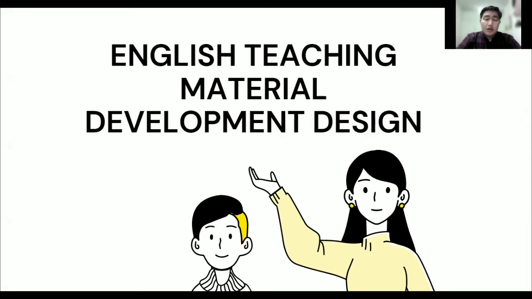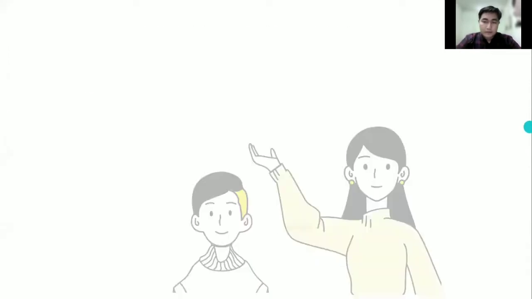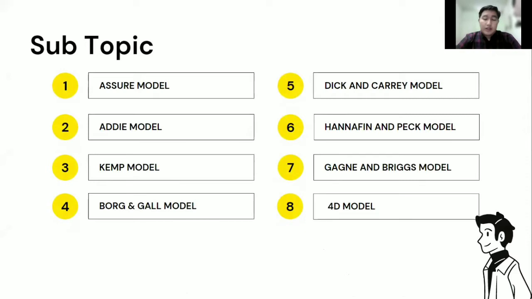And today I will explain the material about English teaching material development design. There are 8 subtopics, and the first is ADDIE model. Next is ASSURE model, CAMP model, Borg and Gall model, Dick and Carey model, Hannafin and Peck model, Gagne and Briggs model, and the last is 4D model.